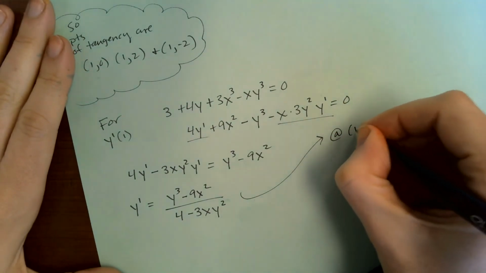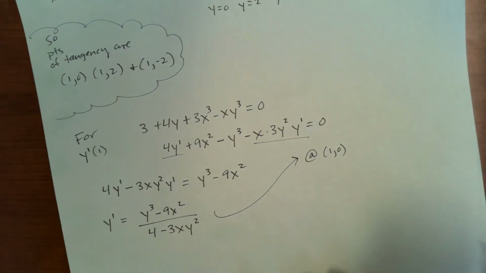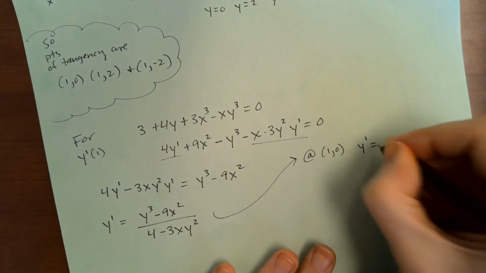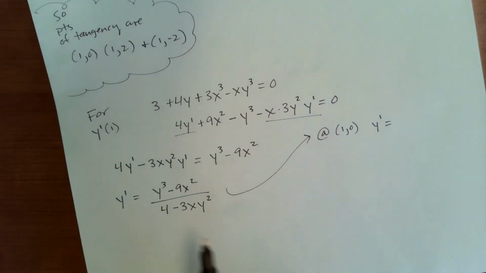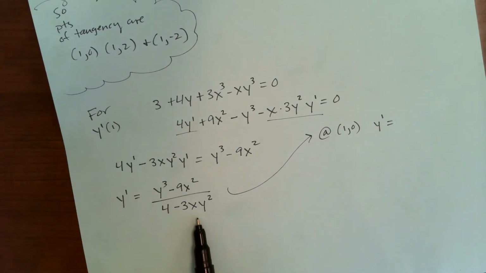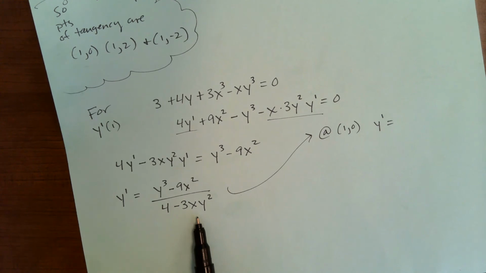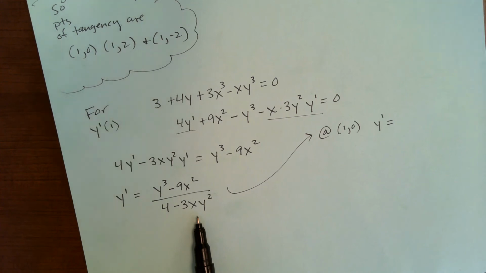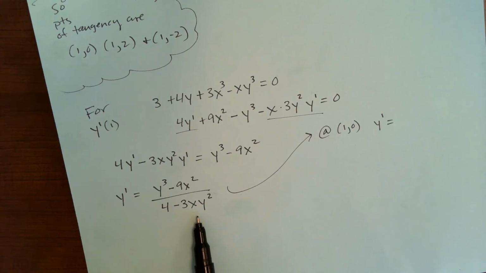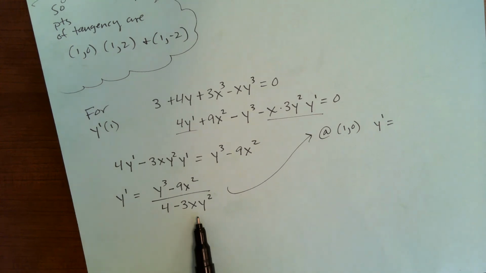At (1, 0), y prime is equal to, so 1 is going in for x and 0 is going in for y. So what do I end up with? Just negative 9 over 4, I think. What am I doing? What one am I on? I'm on number 2. Is it negative 9 over 4?